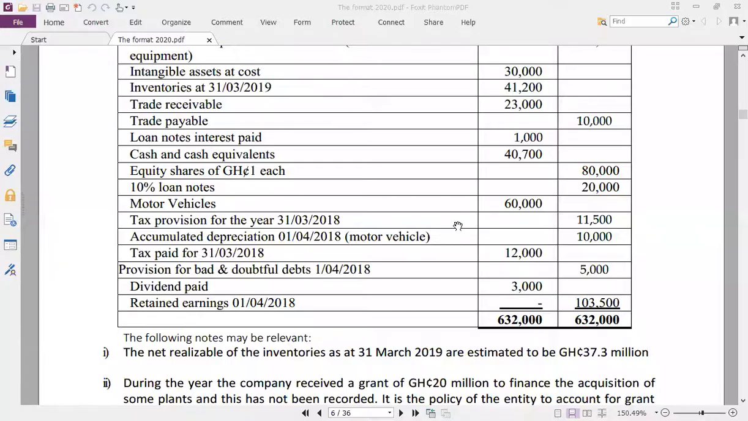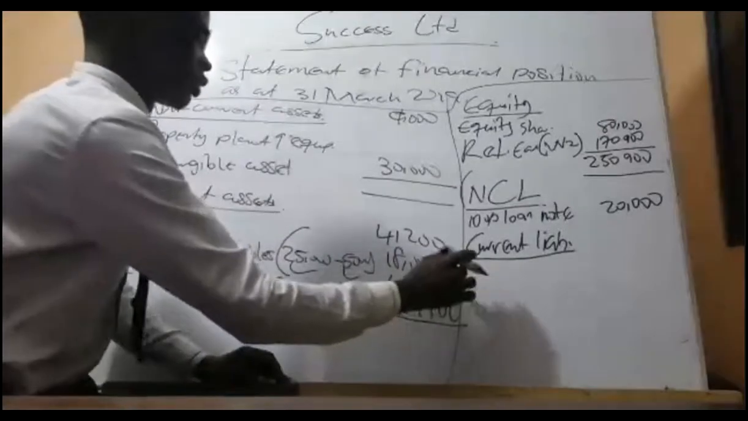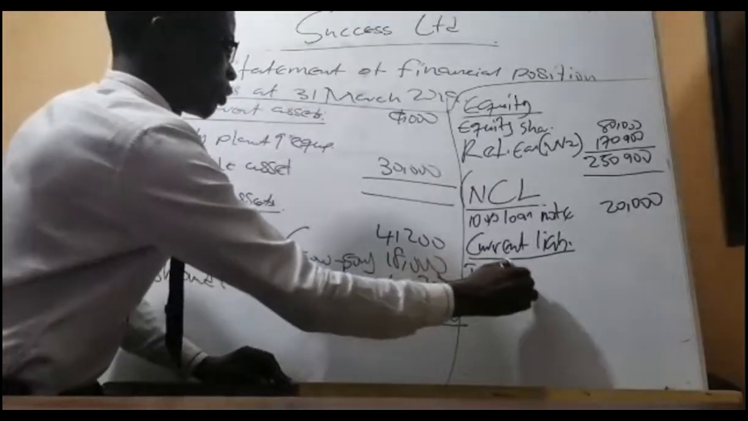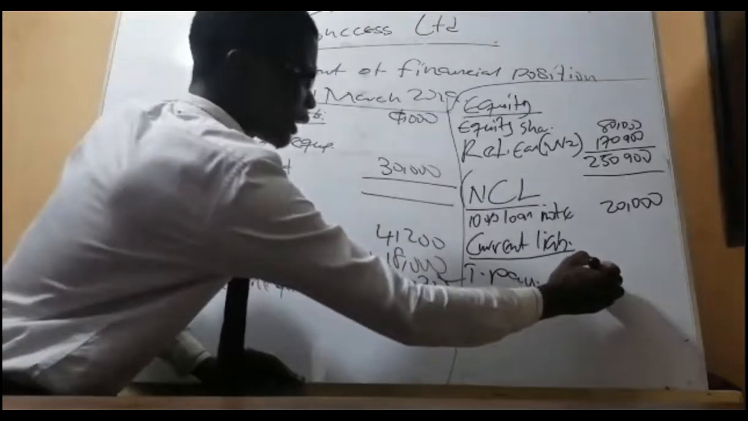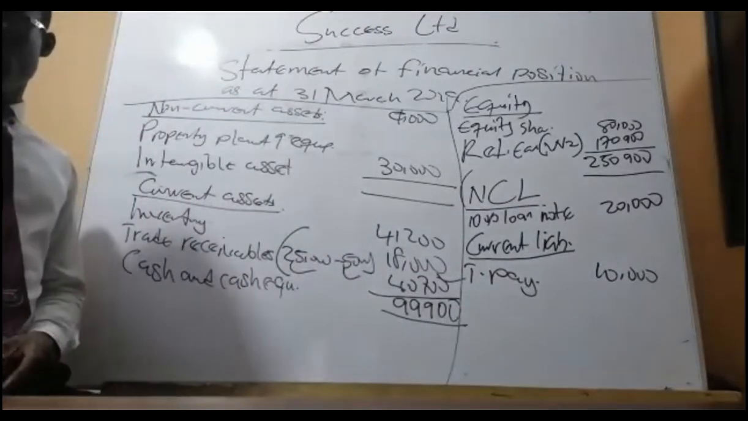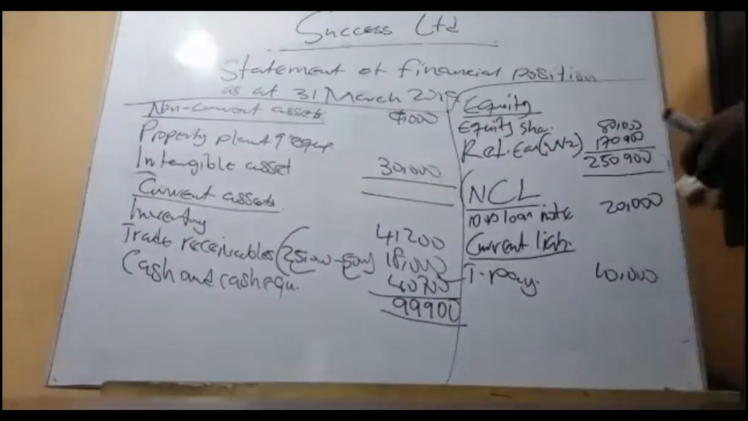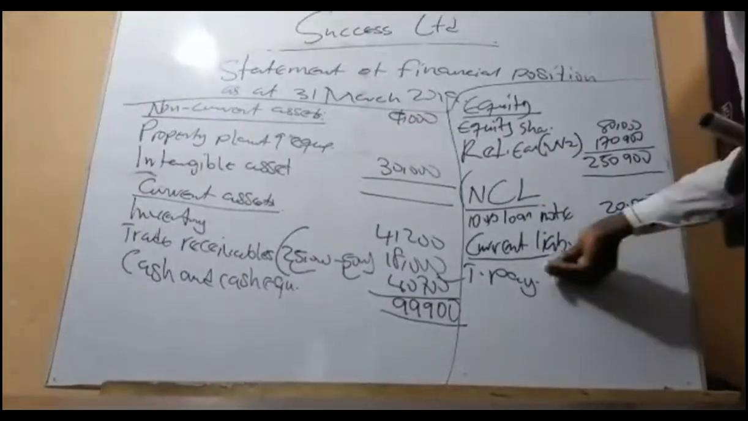The payable is 10,000, right? Good. Payable is 10,000, not this one. Is this one? No. Yes, this one, 10,000. Good. So trade payable, then 10,000. Is there any other item? Wait. Is there any other item for the payable? Aside the payable, is there any other item?